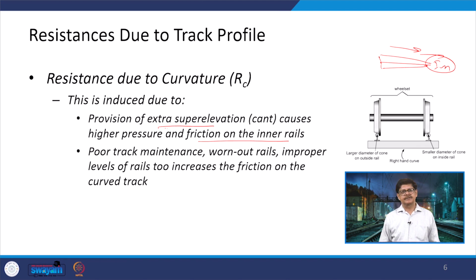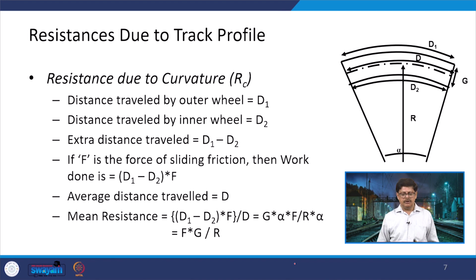Apart from these things, poor track maintenance, worn out rails, and improper levels of rails will also increase the friction on the curved track. Now, when these frictions are there, what are the values, and how they have to be computed, that is what we are going to look at.